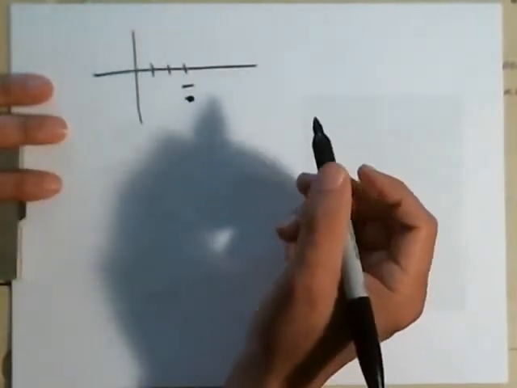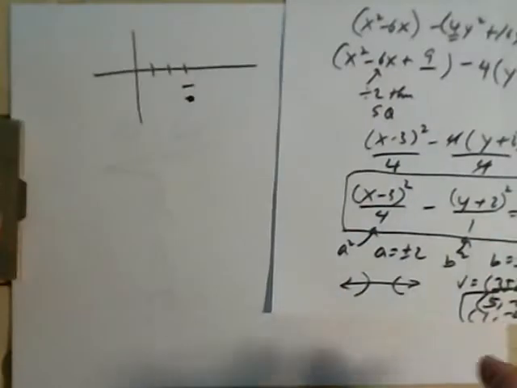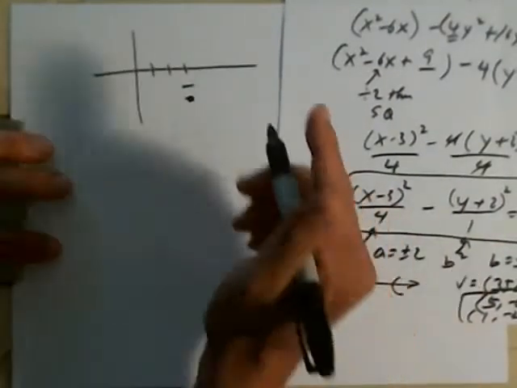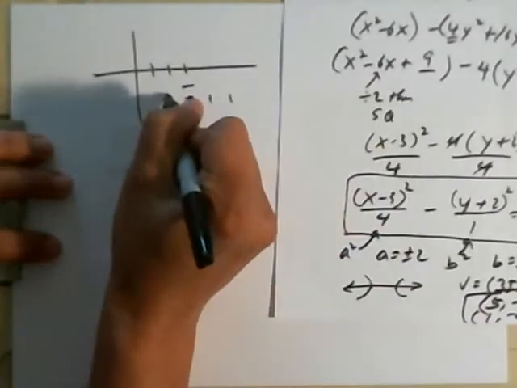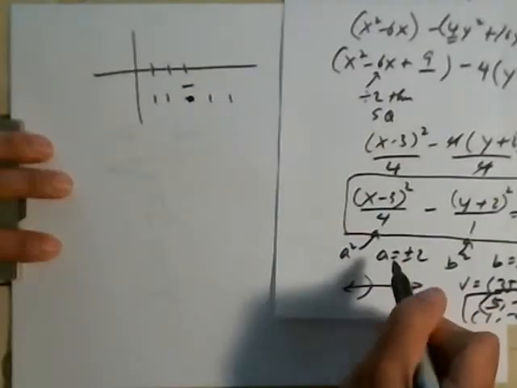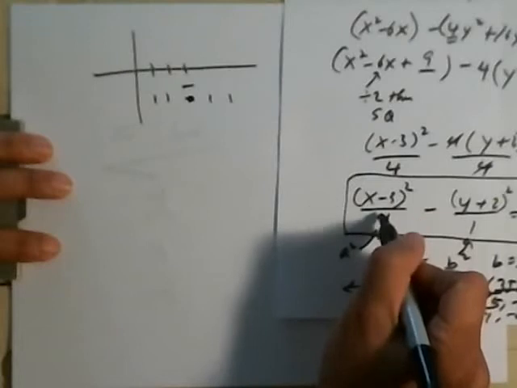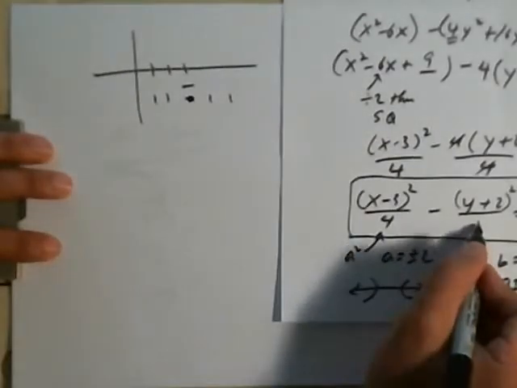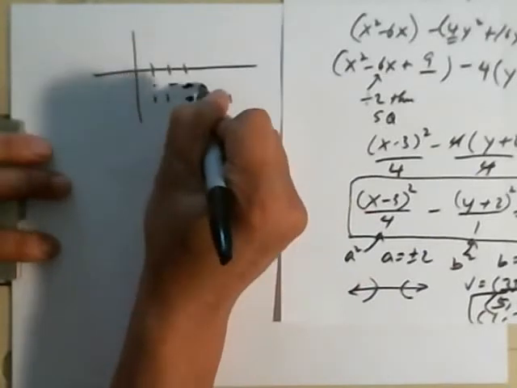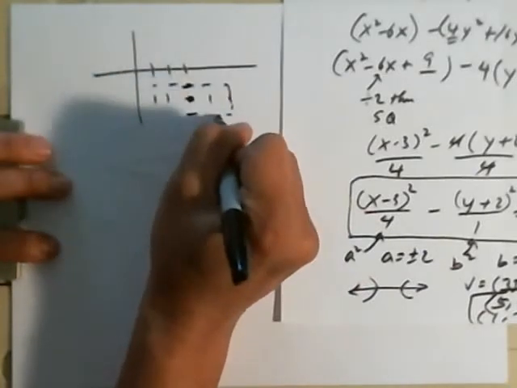It's going to go from this right here. A is plus or minus 2, so we go plus or minus 2, left and right. That's under the x. You notice that? So therefore, it's going to be plus or minus 2 on the left or right. B is going to be plus or minus 1, up 1, down 1. So draw your box right there.